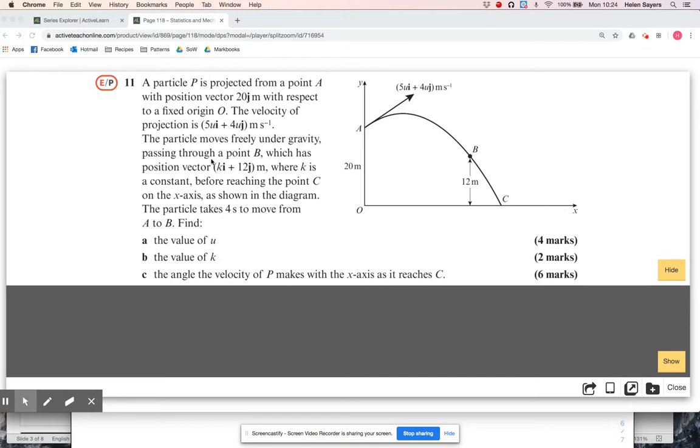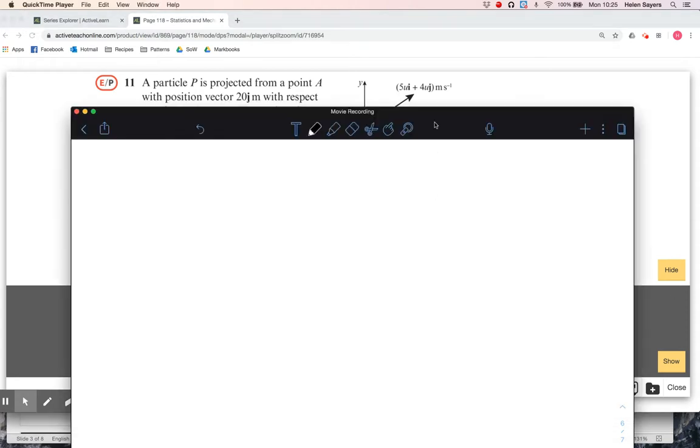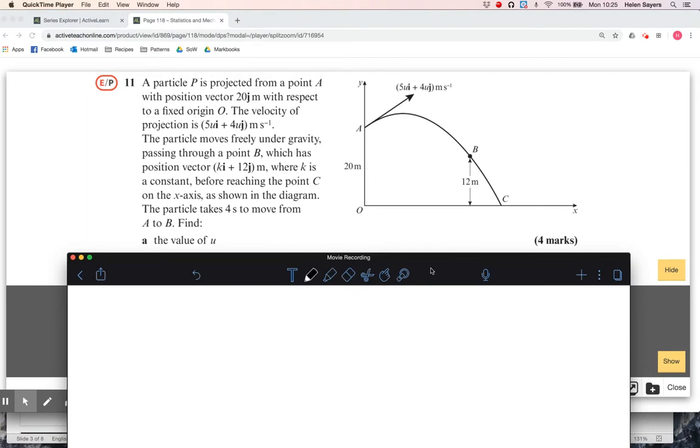It moves freely under gravity and passes through B, and we're shown on the diagram that B is 12 metres above the ground, but we're not told how far that is in the x direction. We're told that part of the journey takes 4 seconds, and we're asked to find u. It's always good in an exam question because we know how many marks it's worth. This is worth 4 marks, so I'm expecting a decent amount of effort.